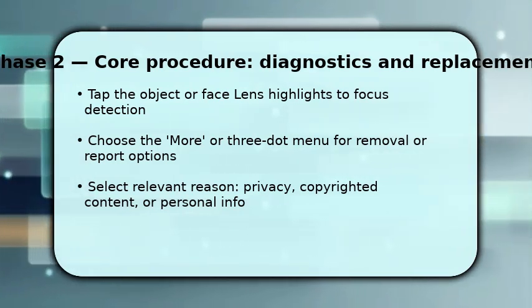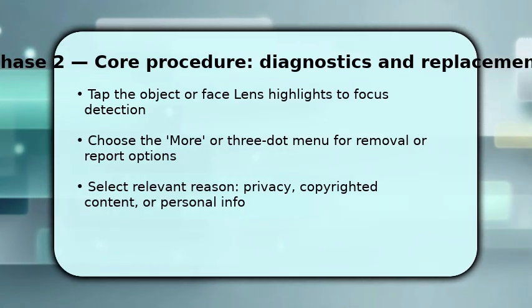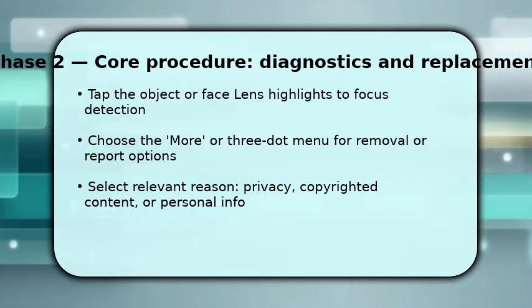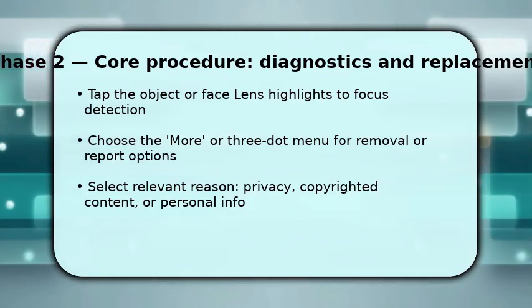Lens shows matches, related images, and context. Study those until you see the specific instance you want removed. Then open the menu or the three-dot options and look for report or removal pathways. Google surfaces privacy and copyright reasons. Pick the reason that fits: privacy for personal photos, copyright for owned content, because the choice determines which evidence and forms you must provide next.